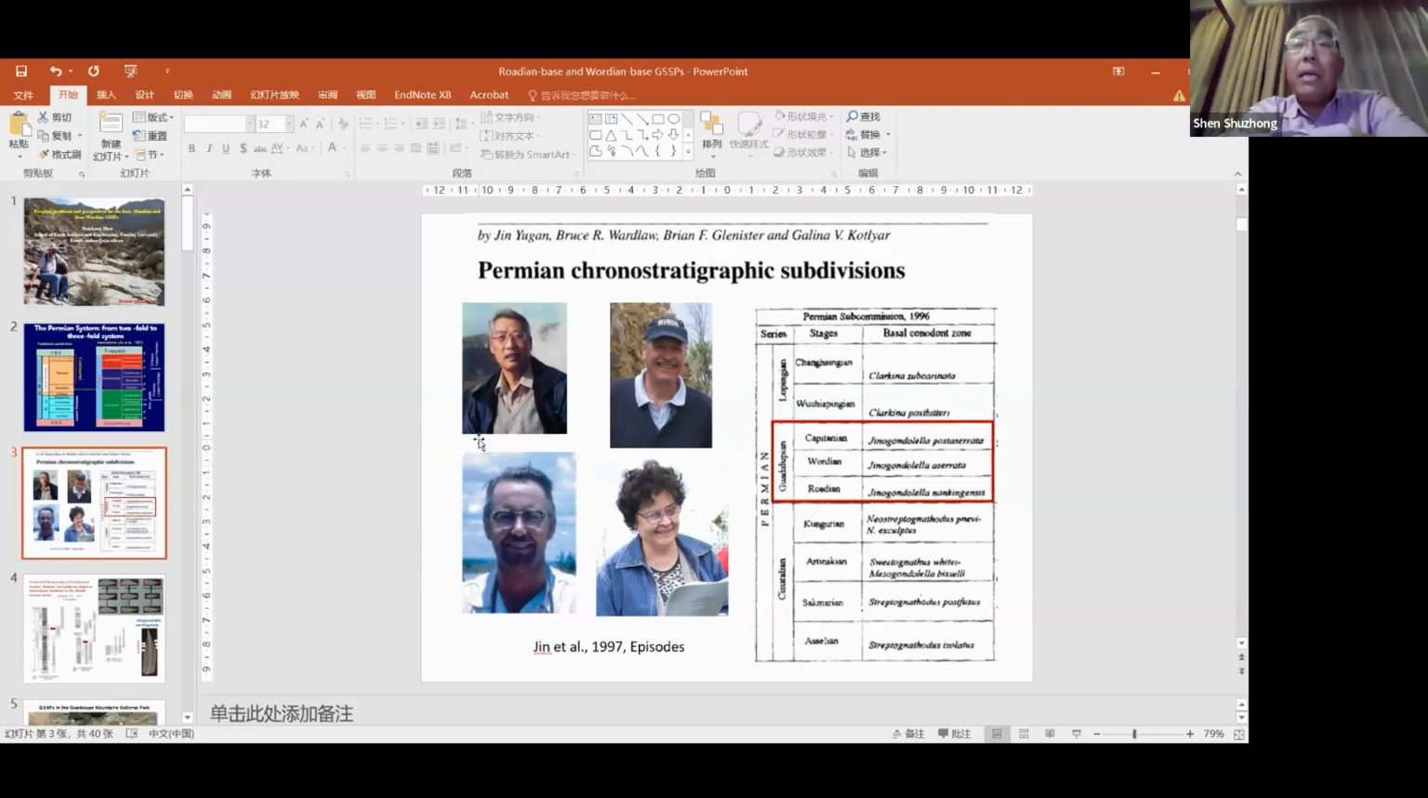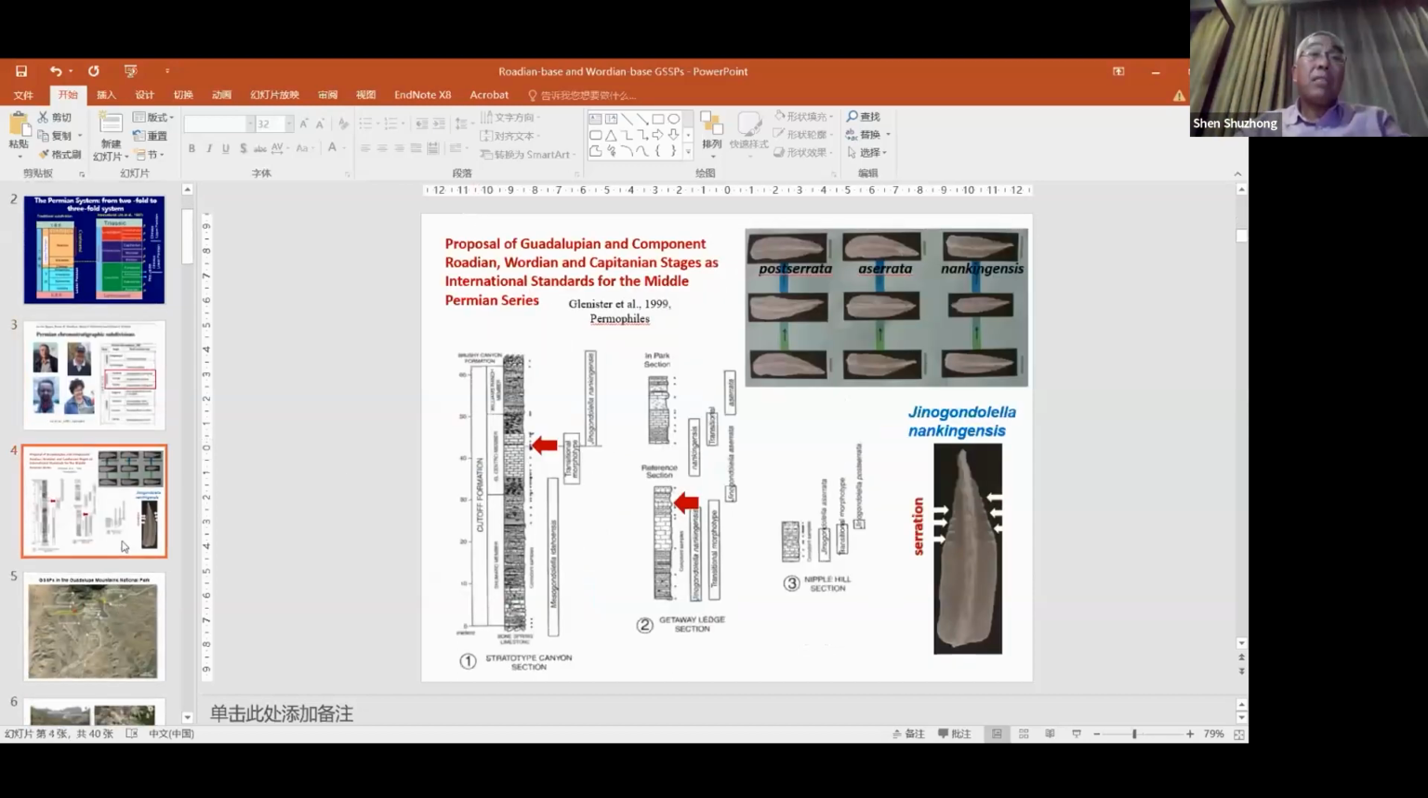I guess our former subcommission leaders reached a compromise that the Cisuralian should be represented by the Cisuralian series in southern Urals, that the Guadalupian series is represented by the Guadalupian series in West Texas, and that the upper Permian is called Lopingian, represented by the sequences in South China. So that's the past history.